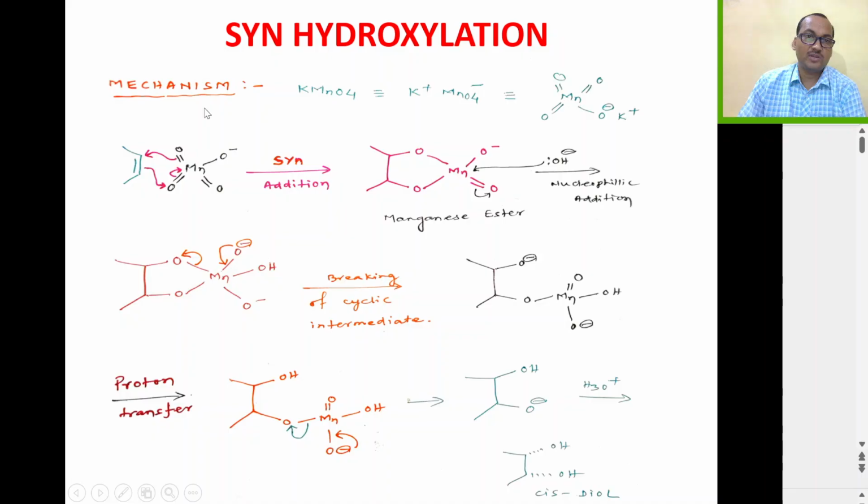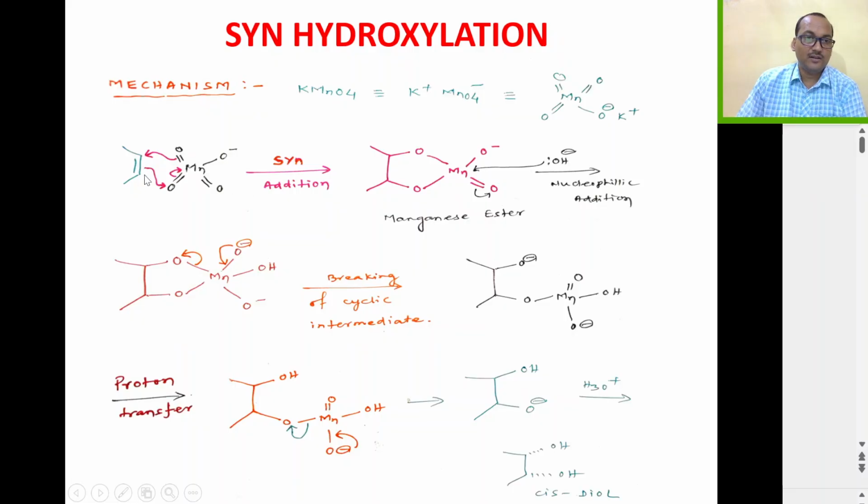So let's talk about the mechanism. So KMnO4, it is an ionic compound. It simply ionizes to give rise to K plus and MnO4 minus. And this is the structure of KMnO4. K plus, O minus, and Mn has double bond O, and double bond O. So this is the structure of KMnO4.